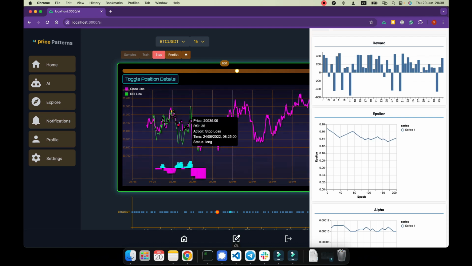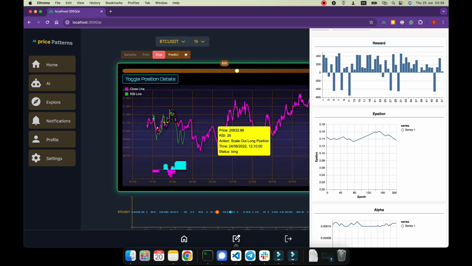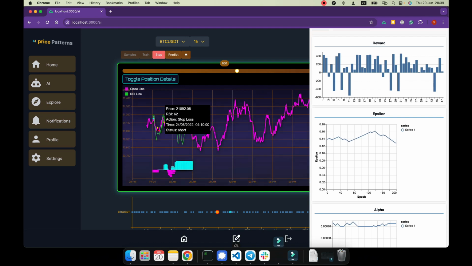In my case it would be like a yellow point, but I don't see this one right now. Okay, let's look. So you see, scale out long position. It means the agent is trying to scale out, but it's not correct right now. Okay, now it's trying to achieve another scale out, short position. Okay, it makes sense because we have some movement.